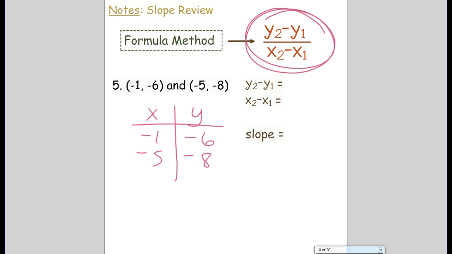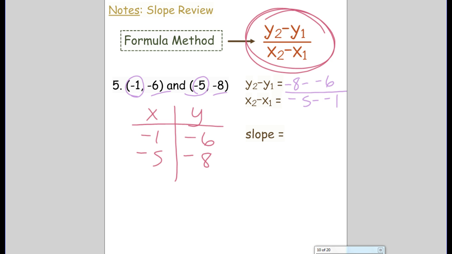Lots of negatives. Be careful. Circle, circle, underline, underline. Negative 8 minus negative 6.